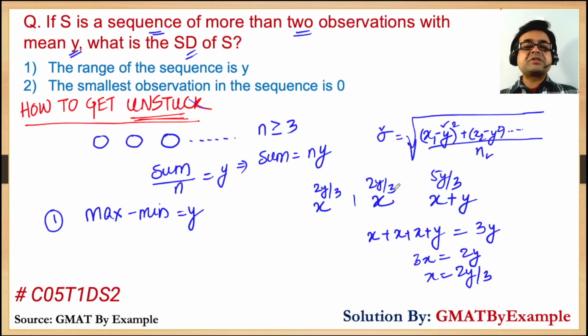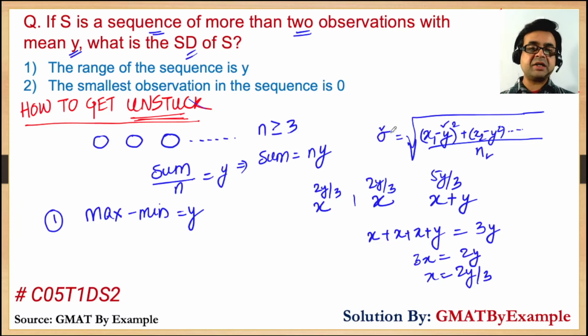However, we assumed n to be 3. n could have been 4 or 5, and the sequence could be anything. At this point, we don't know 2 things. We don't know the real value of n. And obviously, even though x equals 2y by 3, we still don't know what the value of y is.